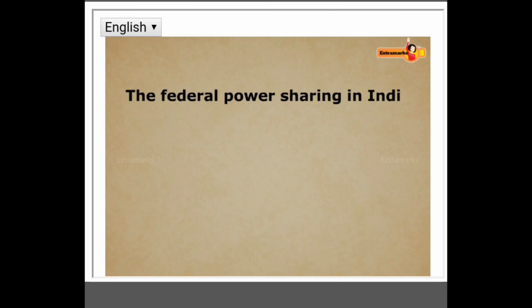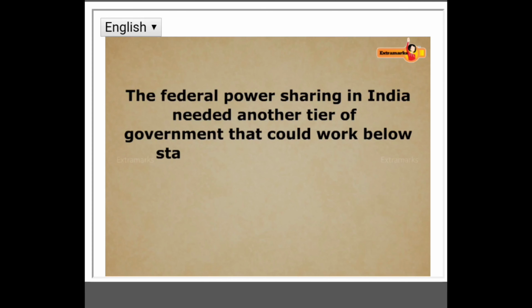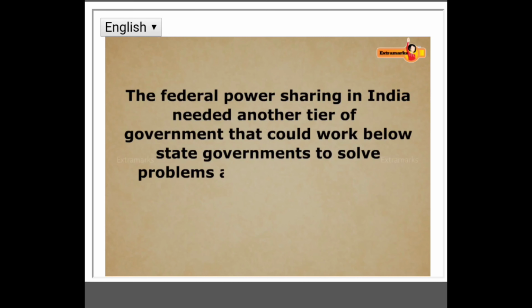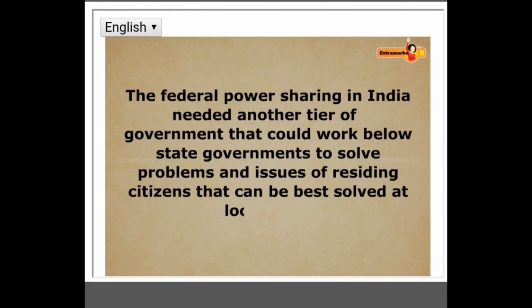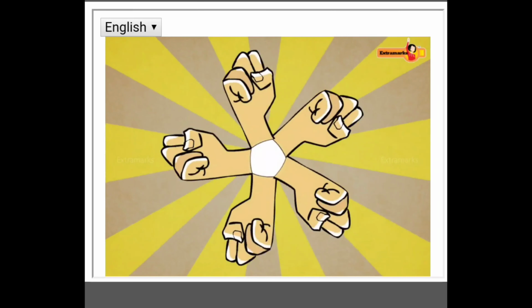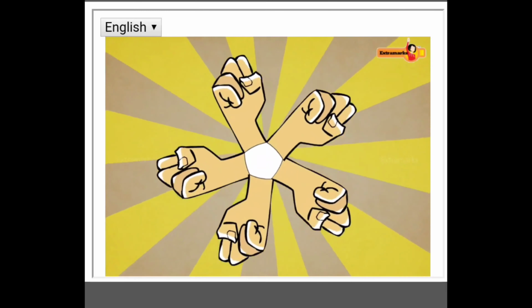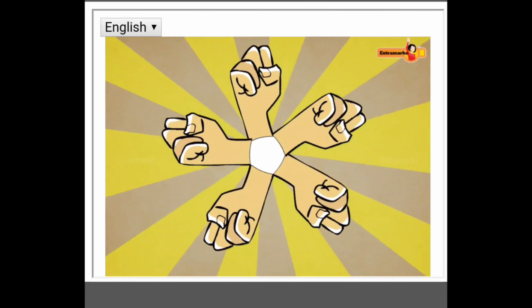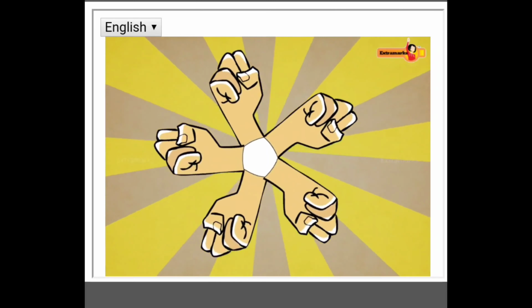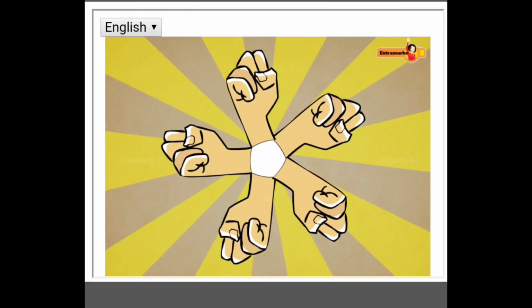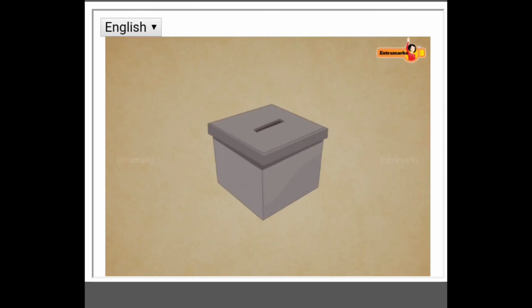The federal power sharing in India needed another tier of government that could work below state governments to solve problems and issues of residing citizens that can be best solved at the local level. This formed the basis of decentralization of power. The constitution was amended in the year 1992 for the better implementation of the third tier of democracy.